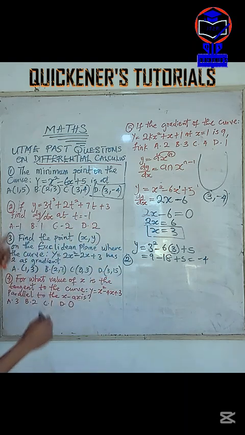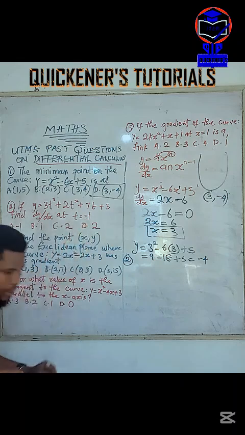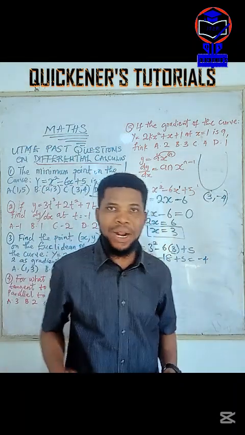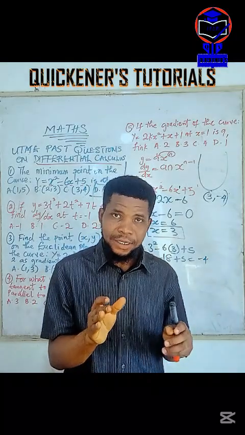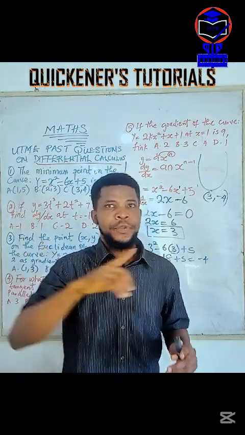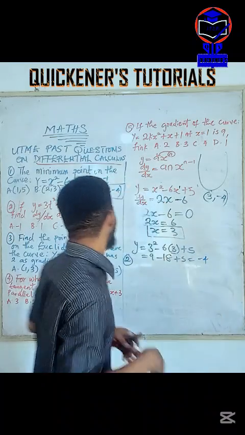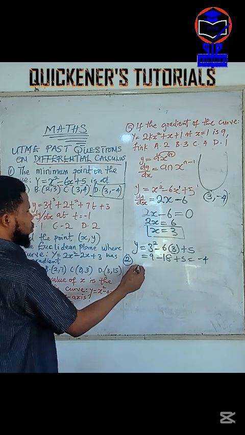Okay, so let's try. The question says y equals 3t raised to 3 plus 2t squared plus 7t plus 3. Find dy/dx at t equals minus 1. So you are looking for dy/dx. And remember, whenever you say dy/dx, we are looking for the tangent or the slope at any point on the curve. Okay, so let's find dy/dx.